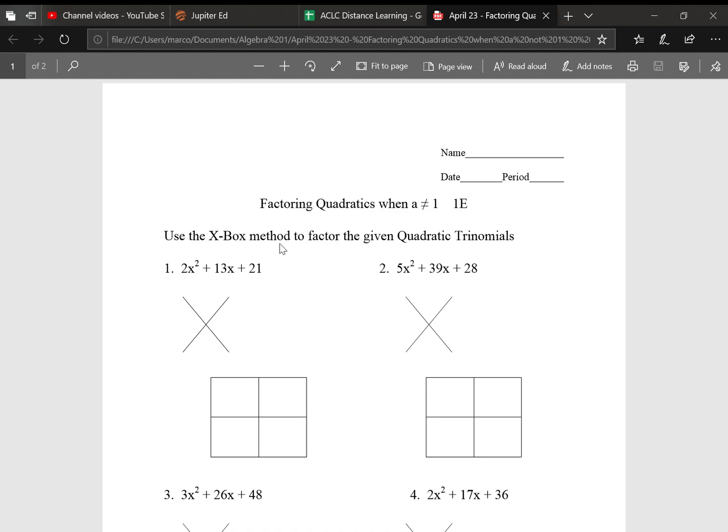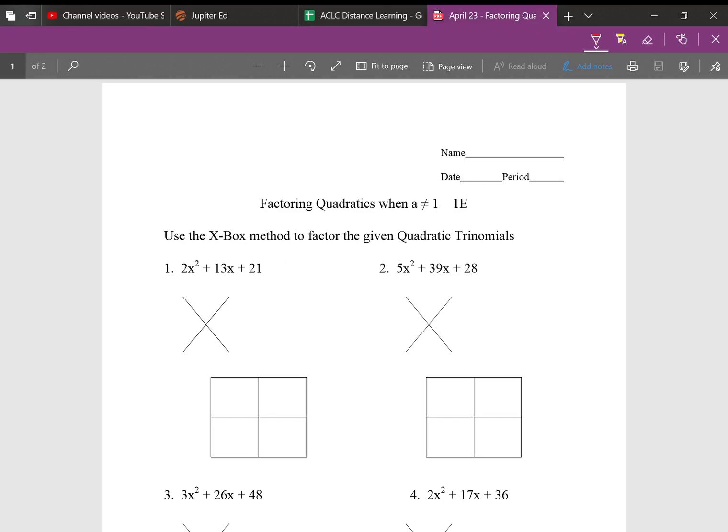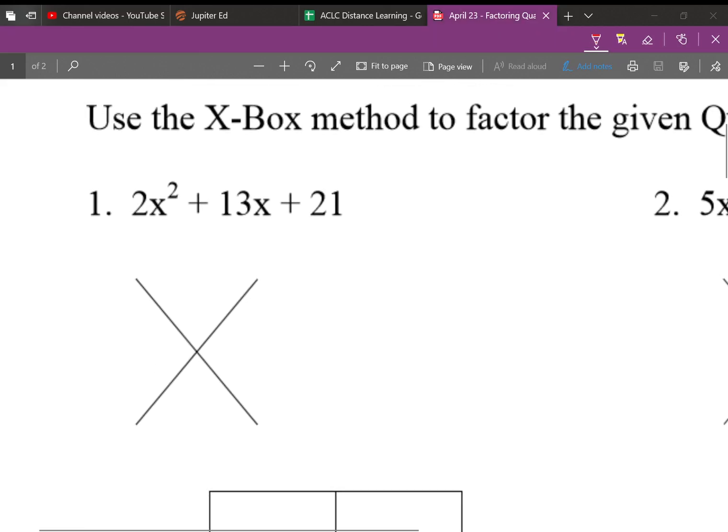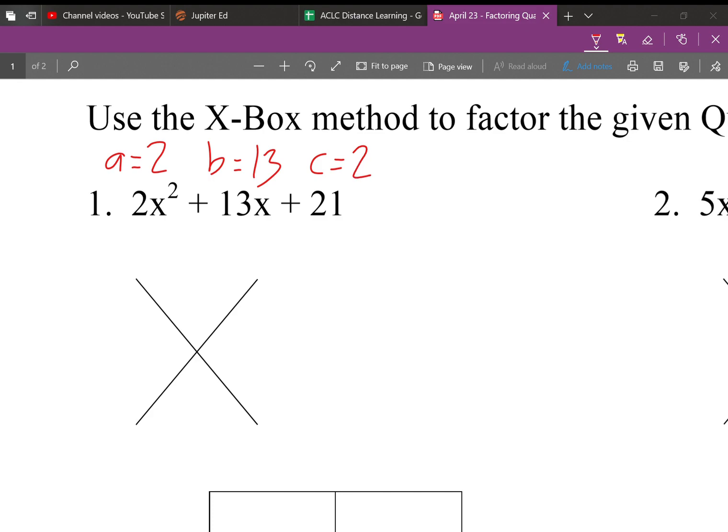Alrighty guys, we are on factoring quadratics when a is not equal to 1. So I know this looks like the last two assignments, but this time we're actually going to do the factoring. Hopefully by now you've gotten used to the process. We are, of course, going to start by identifying a, b, and c, as we've been doing for quite a while at this point. A here is 2, b is 13, and c is 21.